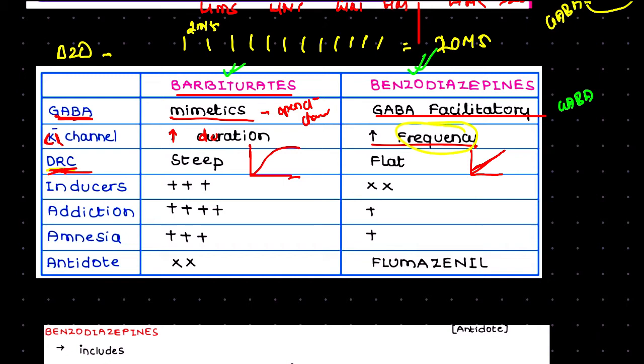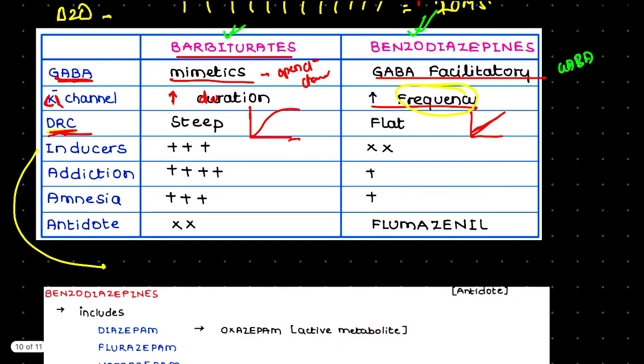And talking about inducers, I would like to mention that barbiturates are strong inducers. They induce normal physiological enzymes also. These barbiturates induce normal physiological enzymes also, like what? I would like to mention one enzyme: delta aminolevulinic acid synthetase. They induce this enzyme.